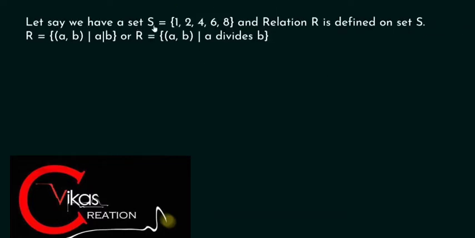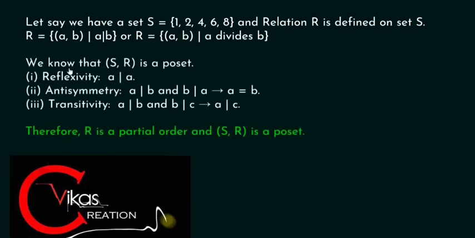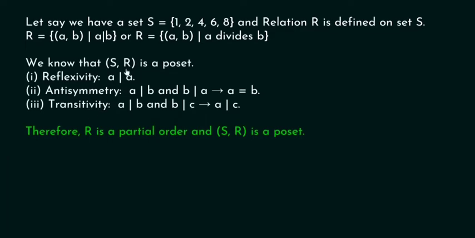Let's say we have a set S which consists of these elements, and relation R is defined on this set S. R is nothing but the set of all ordered pairs (A, B) such that A divides B. We know that (S, R) is a poset, because the reflexive, antisymmetric and transitive properties are satisfied for relation R. Therefore, it is clear that (S, R) is a poset.